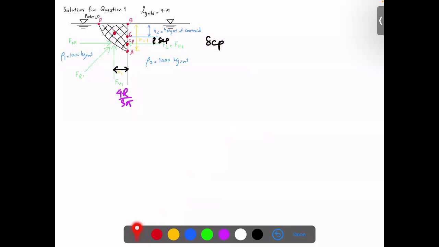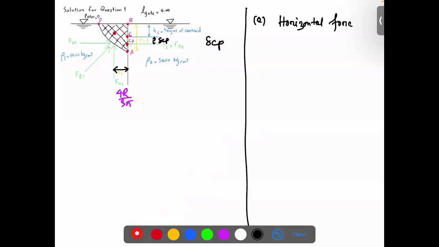The first thing is the horizontal force. The horizontal force, we can say F_H1, the way it is solved in the problem, is the pressure times the area on this surface AB, the vertical projection. So the horizontal force acts on the vertical projection AB.